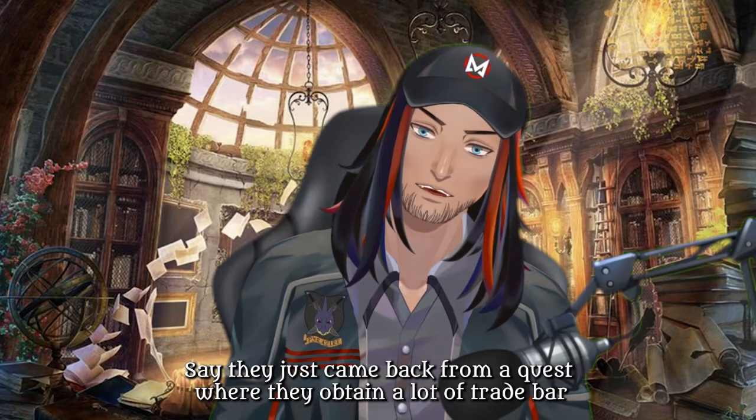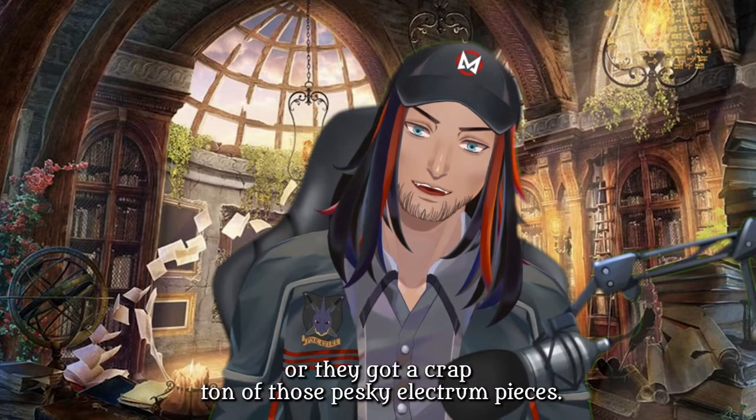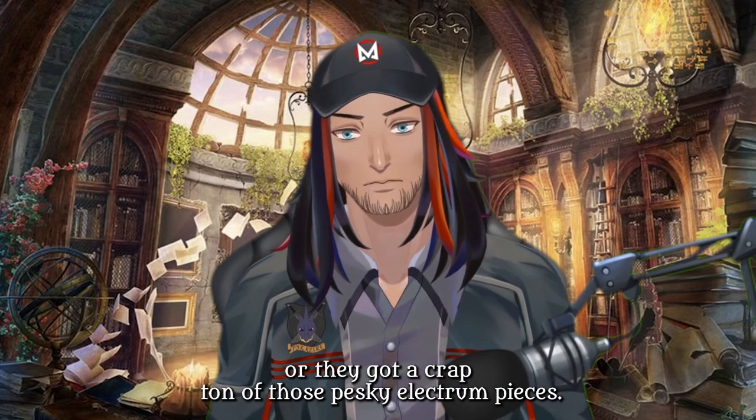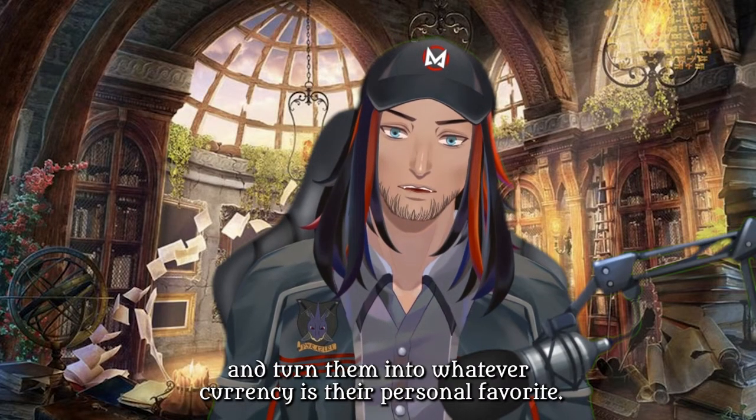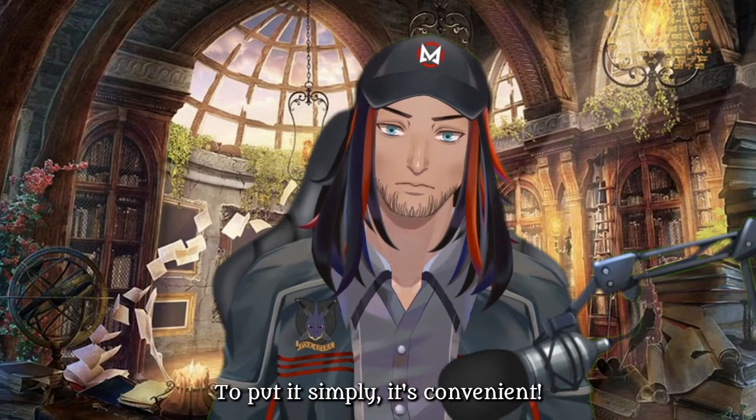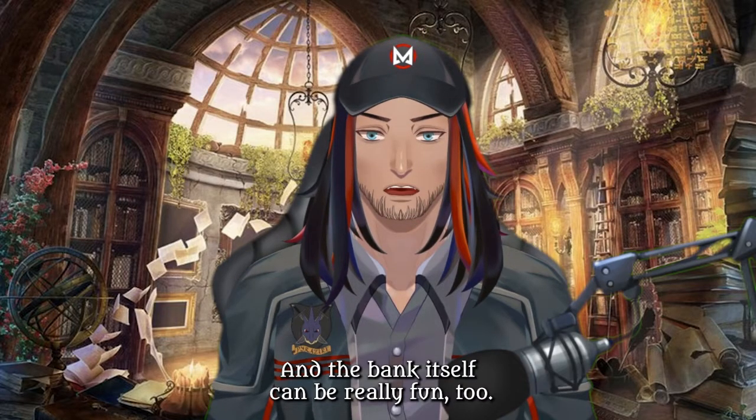Say they just came back from a quest where they obtained a lot of trade bar, or they got a crap ton of those pesky electrum pieces. They can take them to the bank and turn them into whatever currency is their personal favorite. Put it simply, it's convenient. And the bank itself can be really fun too.